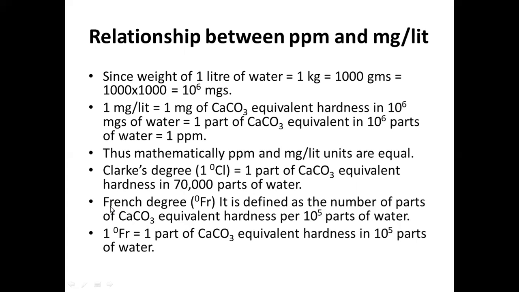Now let us go to another unit. What is degree Clark? We have seen it is the number of parts of CaCO3 equivalent hardness per 70,000 parts of water. Now degree French is defined as the number of parts of CaCO3 equivalent hardness per 10 power 5 parts of water. 1 degree French is equal to 1 part of CaCO3 equivalent hardness in 10 power 5 parts of water. That is what we had studied.